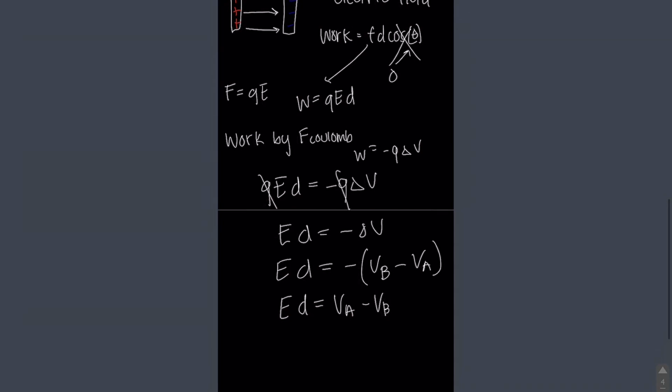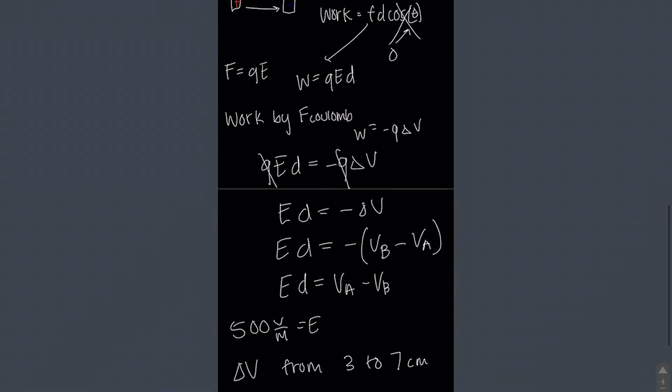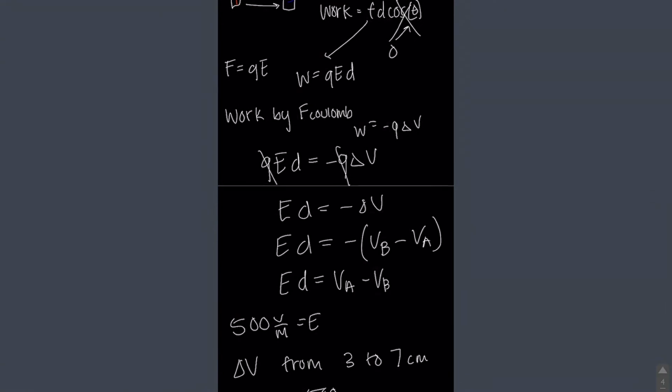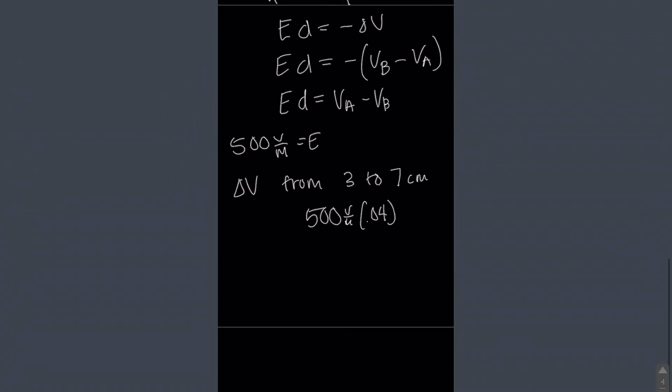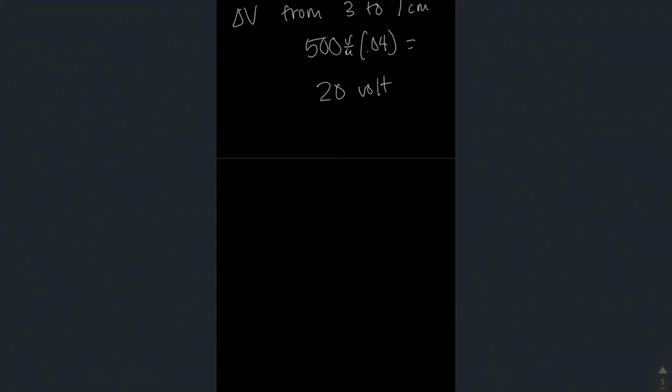Let's do an example problem. So say you have a 500 volt per meter electric field. What is the change in electric potential from 3 to 7 centimeters? So you would take the 500 volt per meter electric field times 0.04 meters, which is the difference between 3 and 7, and it gets you a change of 20 volts of electric potential.